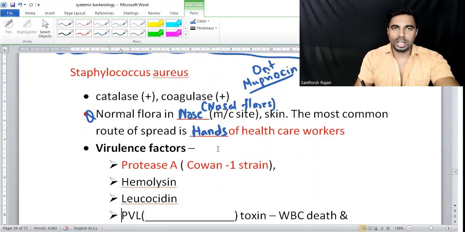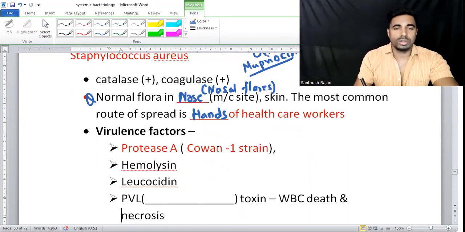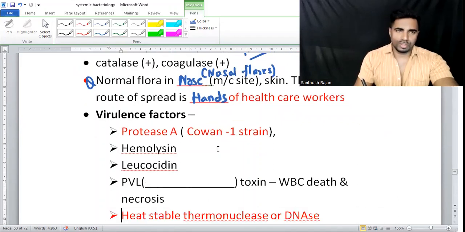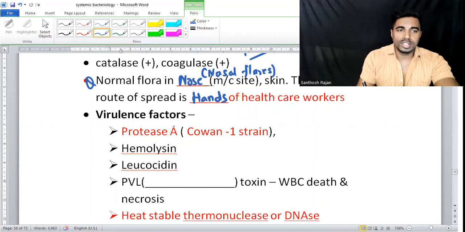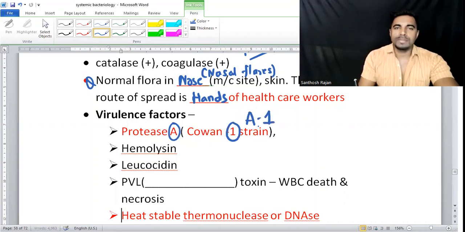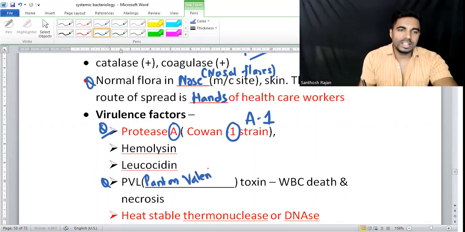A lot of hospital acquired infections are caused by Staphylococcus aureus, one of the important causes. What are the virulence factors? Staphylococcus aureus has something called protein A, which binds the Fc portion. This question has been asked in a few exams. A1, remember A1 powder. So A1 is one thing for Staphylococcus aureus. Of course, hemolysin, leukocidin, and PVL are also asked. PVL is basically Panton-Valentine leukocidin. This is by Staphylococcus aureus.